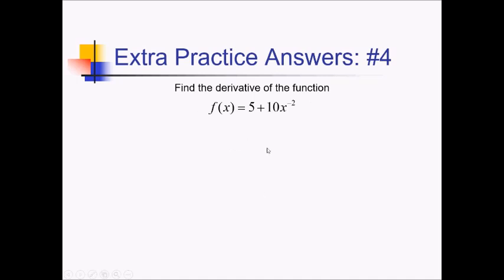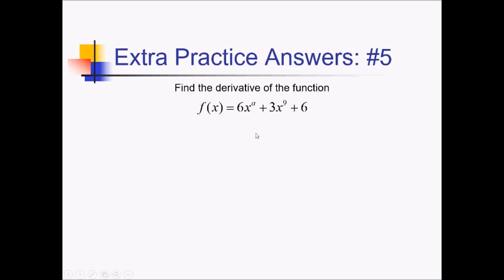On this one, we're trying to take the derivative of this expression. 5's derivative is just going to be 0, so we're not going to worry about writing that. But this next one we can use the power rule on. This is going to be negative 20 x to the negative third because we're subtracting 1 and making this more negative.